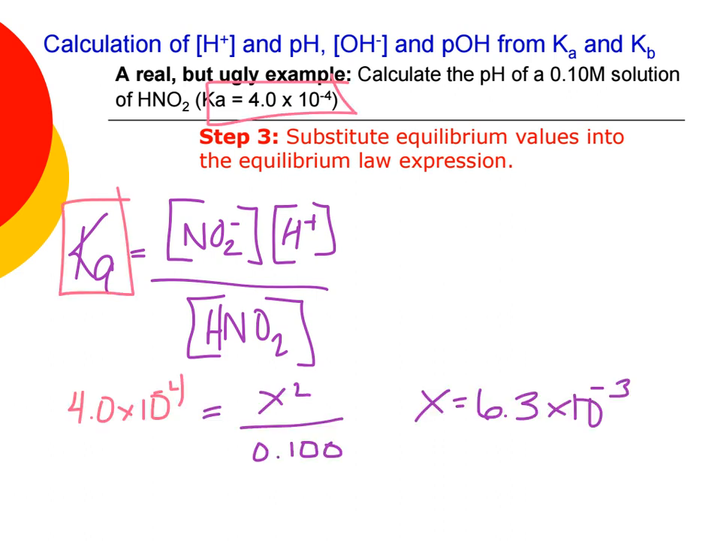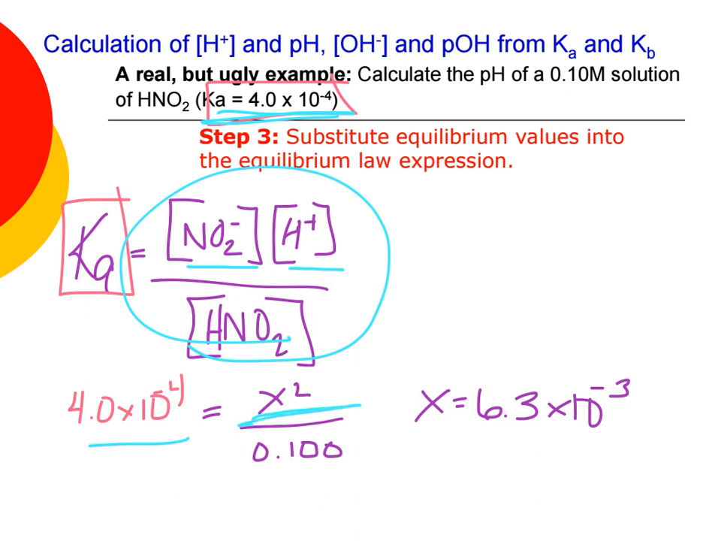So if we plug in the Ka, which was given as 4 times 10 to the negative fourth on the left, and then we plug in our concentrations as the E or equilibrium concentrations from our ice box, both the nitrite ion and the hydrogen ion were x, so we have x squared up top. And then for the nitrous acid, we're assuming the x is negligible for the moment, and so that's just 0.1. So if you solve for x here, you get 6.3 times 10 to the negative third.